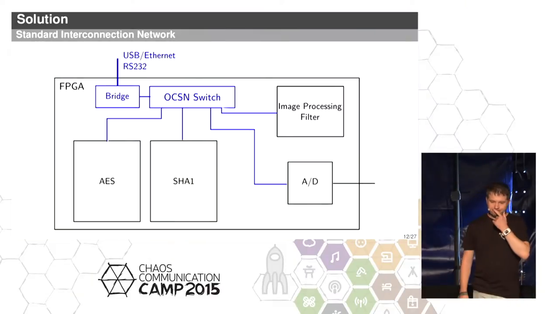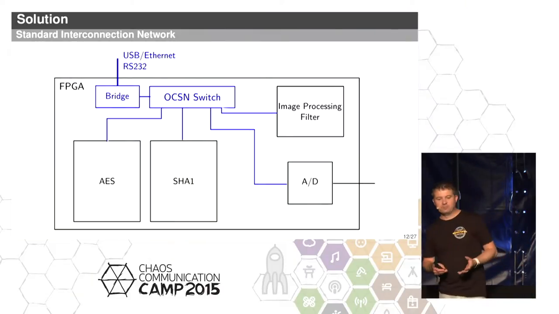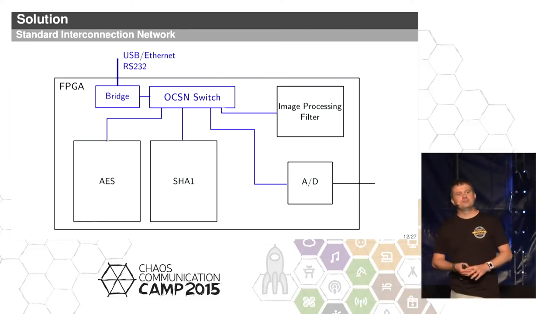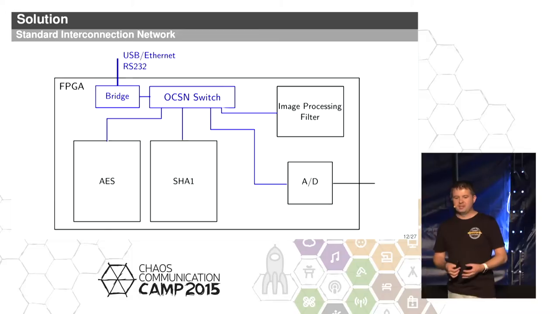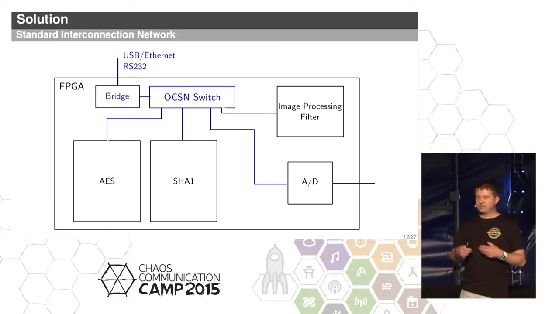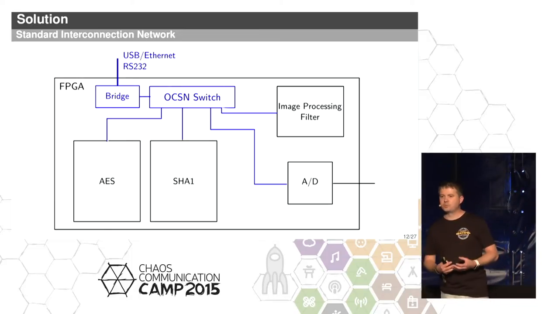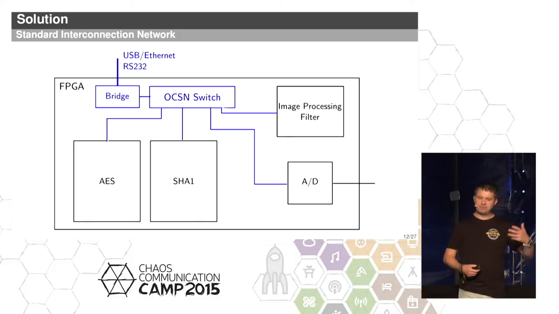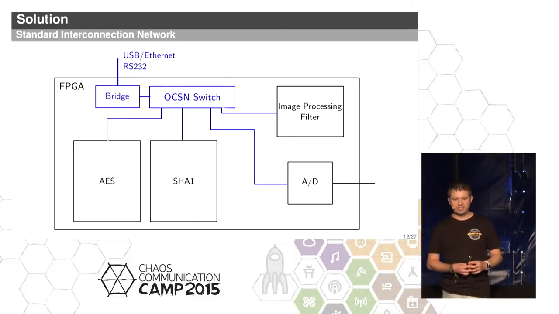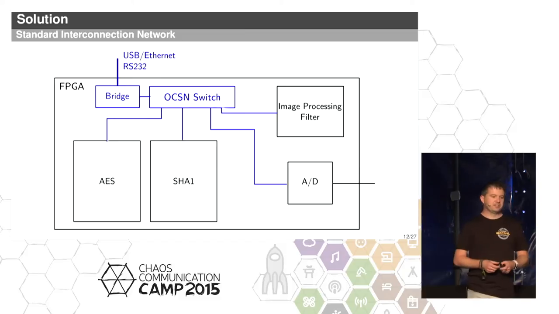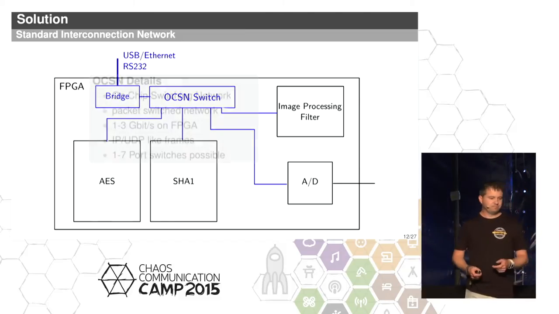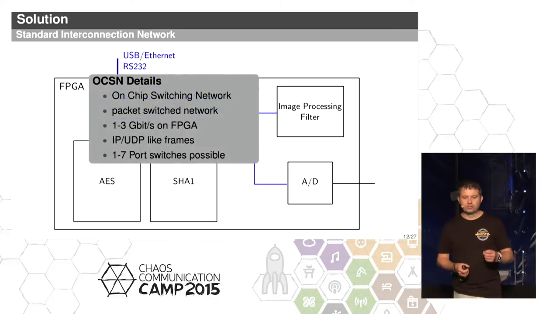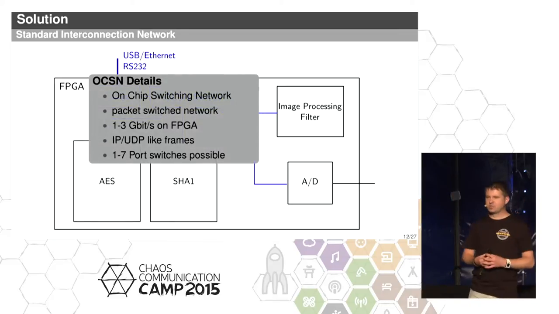My solution is that if you design an accelerator on an FPGA, you have to connect your accelerator to a standard network to get access to the FPGA, off board the FPGA. So I designed an OCSN network. OCSN means on-chip switching network. It's a packet switched network.